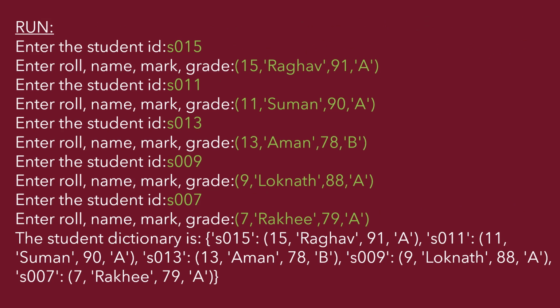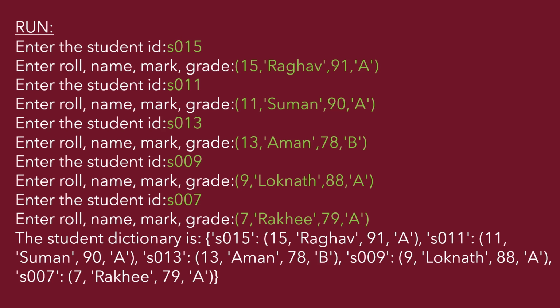Let's say the first ID is S015. Then it will ask to enter the roll number, name, mark and grade. And here I have used a tuple. Here the eval function is used. So you have to specify within square brackets or parentheses. Accordingly, it will be considered as a list or a tuple. So here I have taken the form of a tuple. So within that you pass the roll number, let's say 15, then name, then mark and grade.